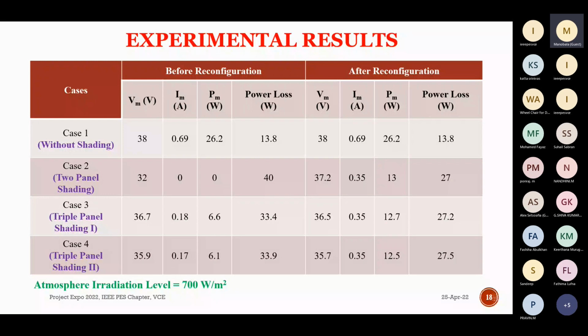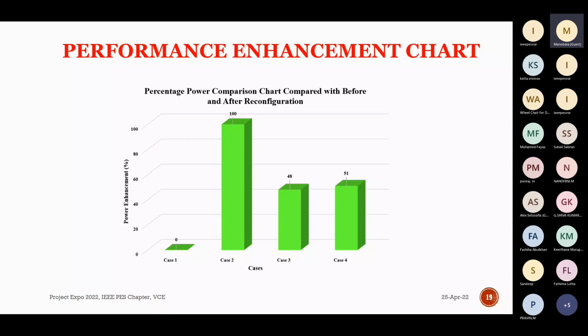In the case 3 condition, 3 panels are partially shaded. The power we got is 6.6. After the reconfiguration, the power will be enhanced to 12.7. Case 3 and case 4 are similar. Performance enhancement chart: in the second condition, the power is increased from 0 to 13. That's why the chart is showing the 100% result.